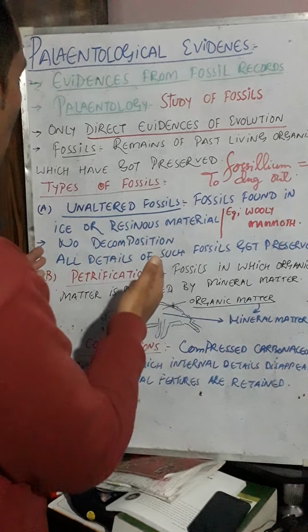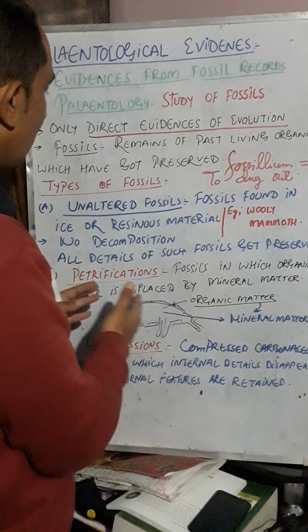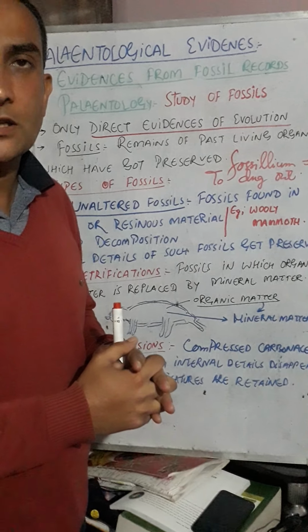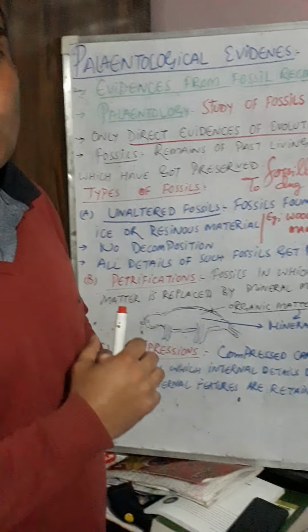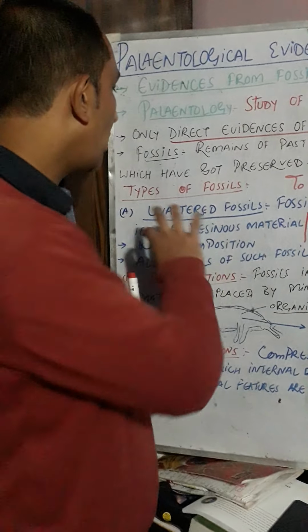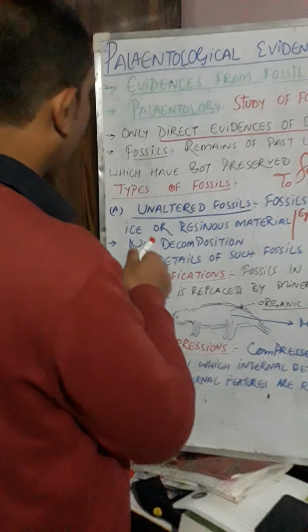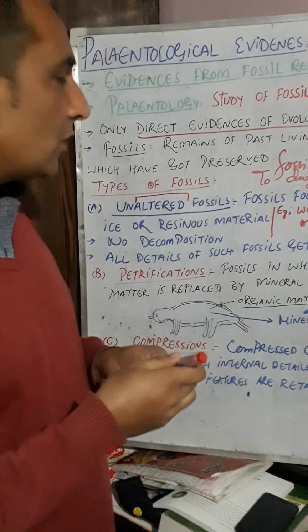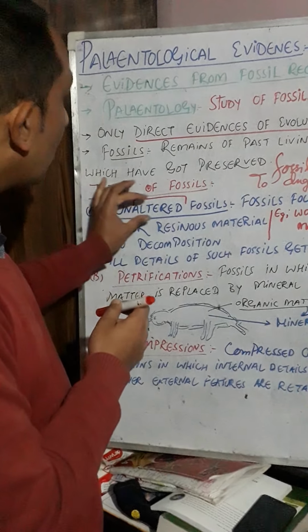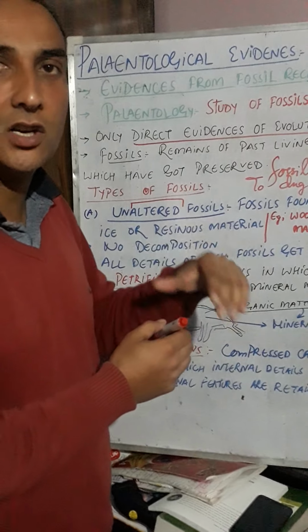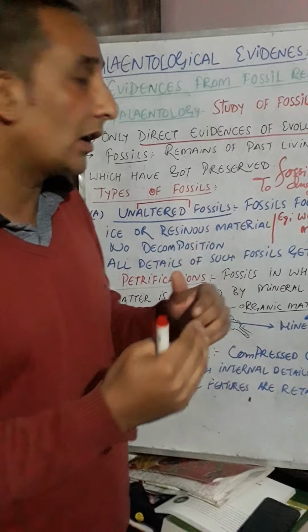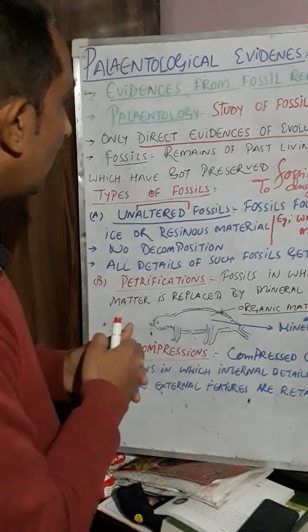concept of evolution. Before we go into detail about this, let's discuss first of all some types of fossils. The first important fossil you are going to understand over here is the unaltered fossil. The word alteration means some change, but over here we have used the word unaltered. It means where there is no change, unaltered fossil. So these are those fossils which have not undergone any change.